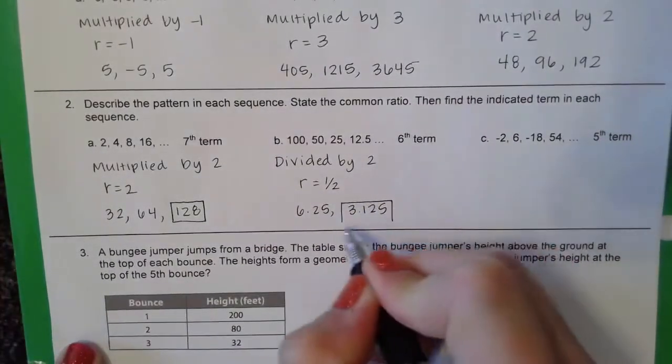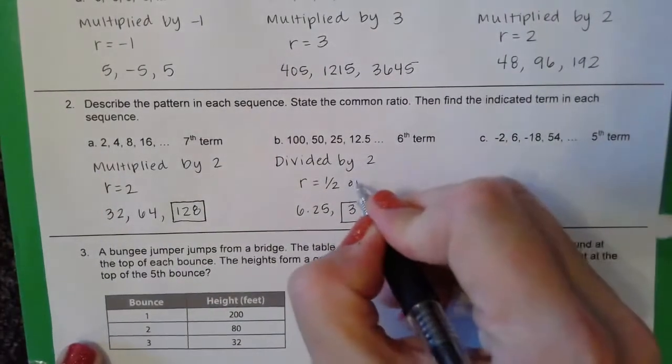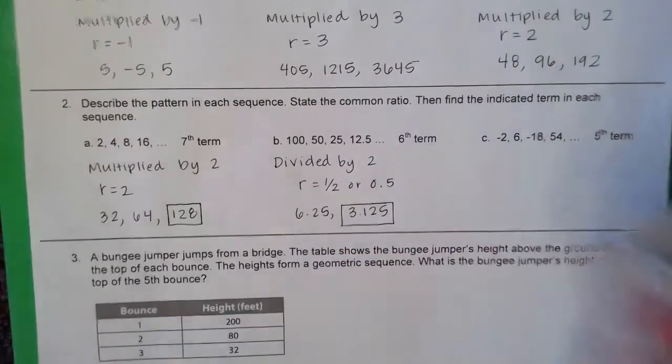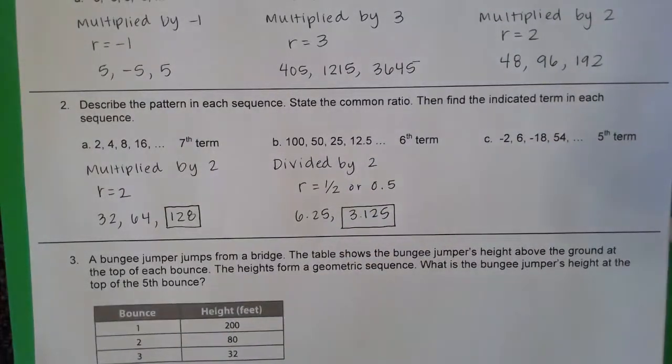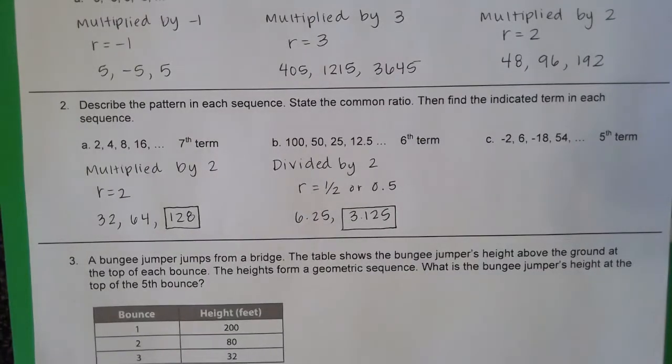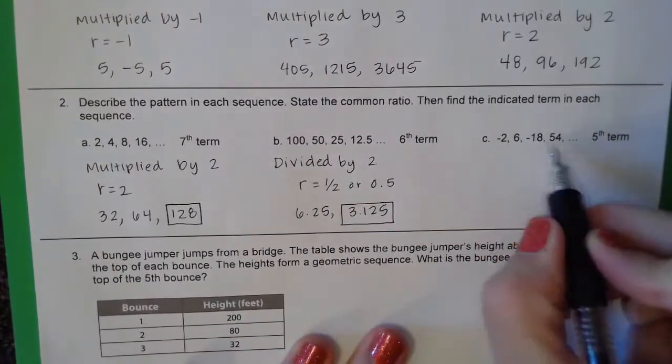Something that I didn't mention about the common ratio is that if you want to, you can also write the common ratio as a decimal, but just remember, it's the number that you're multiplying by, not the number that you're dividing by.